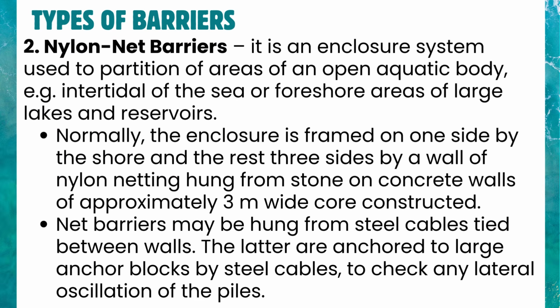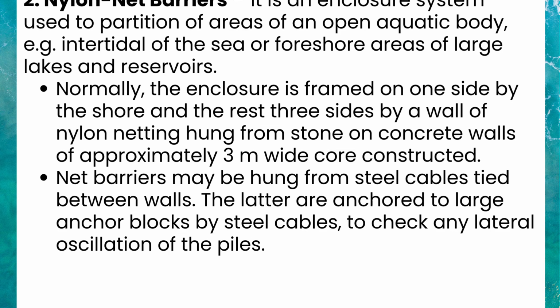Two. Nylon net barriers. It is an enclosure system used to partition areas of an open aquatic body, e.g. intertidal of the sea or foreshore areas of large lakes and reservoirs. Normally, the enclosure is framed on one side by the shore and the rest 3 sides by a wall of nylon netting hung from stone or concrete walls of approximately 3 meters wide core constructed. Net barriers may be hung from steel cables tied between walls. The latter are anchored to large anchor blocks by steel cables, to check any lateral oscillation of the piles.